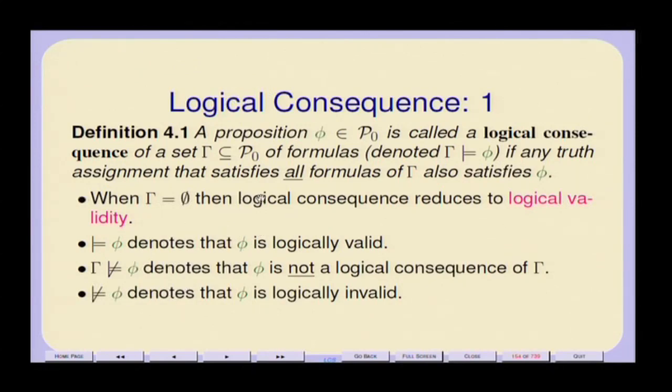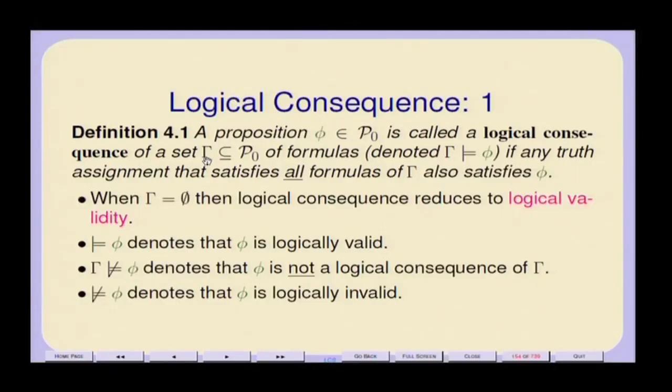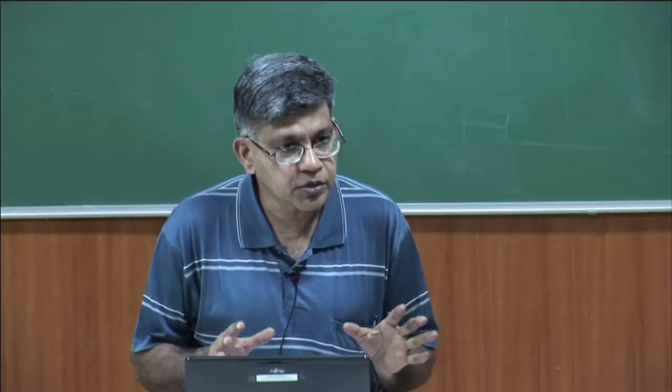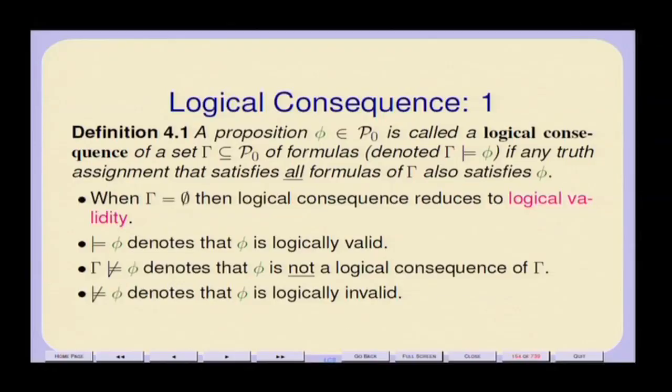So, we defined the notion of logical consequence. We say that a proposition phi is a logical consequence of some set of propositions gamma, where this set gamma could be finite or infinite in general, but most of the time we will think of it as being finite. Basically, if any truth assignment that satisfies all the formulas of gamma also satisfies phi, then you would say that phi is a logical consequence of gamma. And when the set gamma is empty, we just call it logical validity.